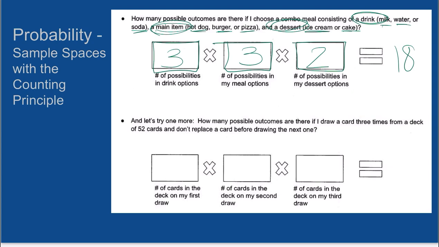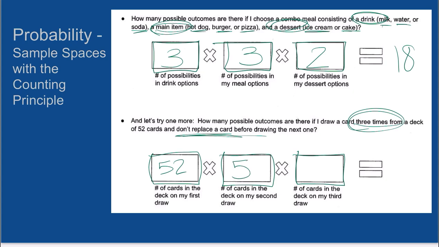Did you give it a shot? This one has a little bit of a trick, right? We're not putting the card back. So we're looking at events. It happened 3 times, so that gives us 3 boxes. And the amount of cards that I'm drawing from in the first one are 52. But I don't put that card back. So the second time I draw, I'm only drawing from 51. And I don't put that card back. So the next time I draw, I'm only drawing from 50.